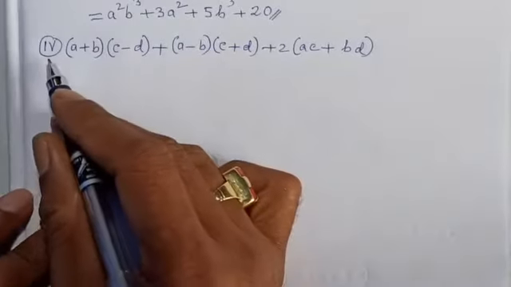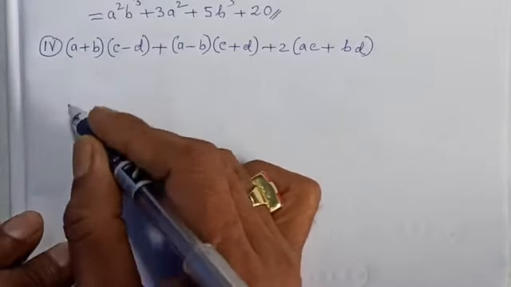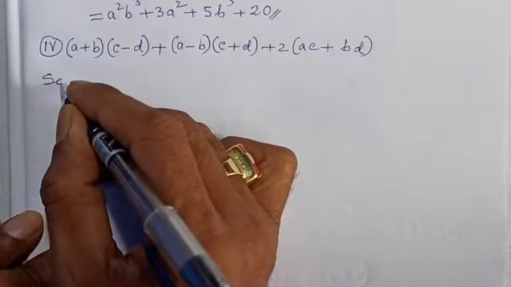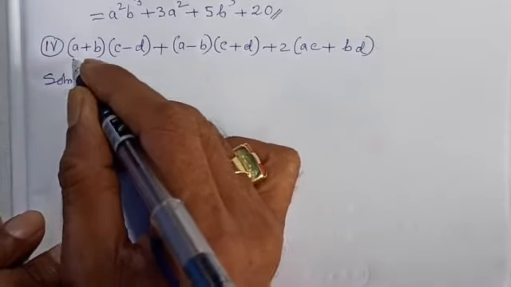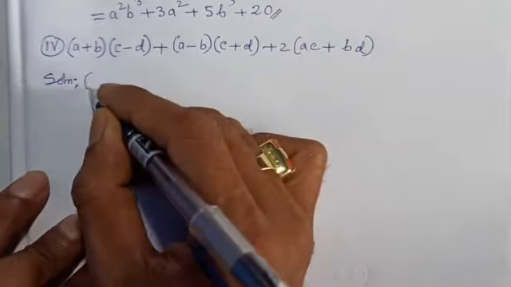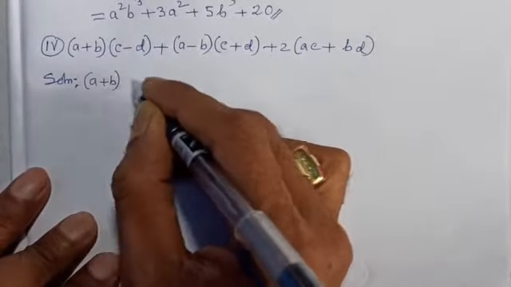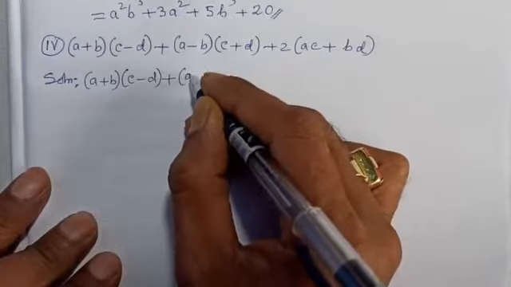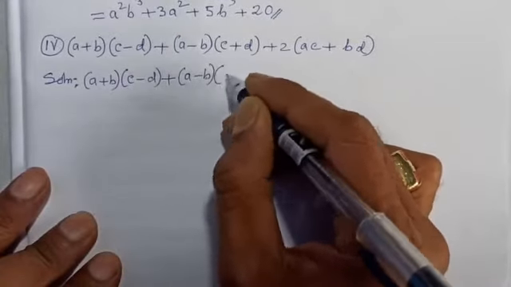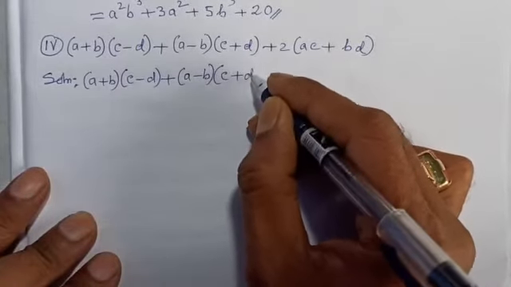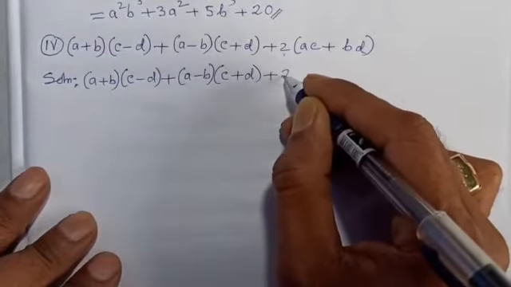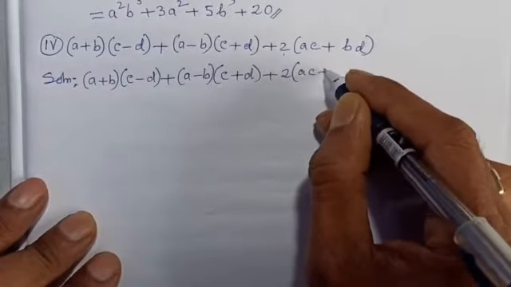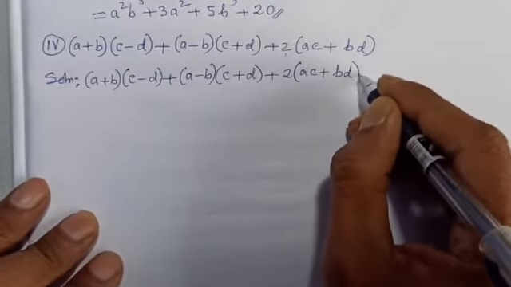Now let's try Roman number 4, solution. Solution. So write this question first. a plus b into c minus d, plus a minus b into c plus d, plus 2 bracket ac plus bd bracket close.